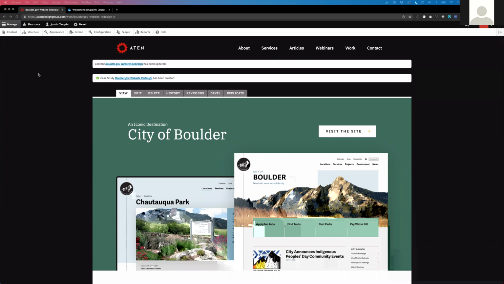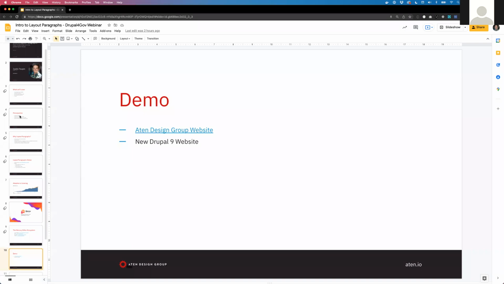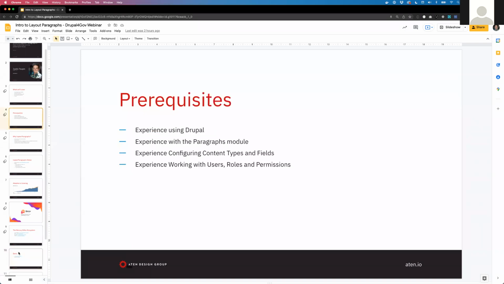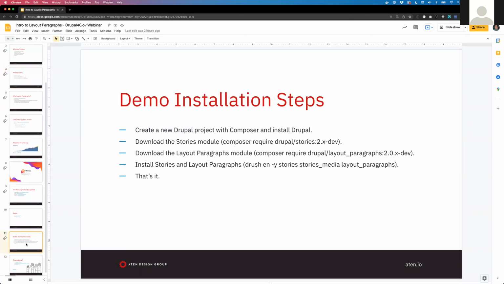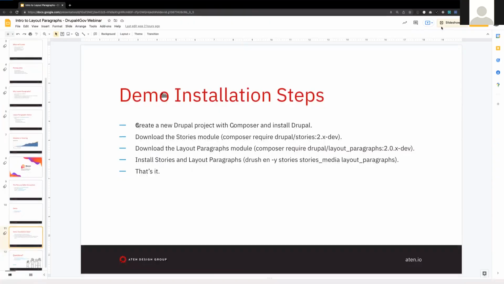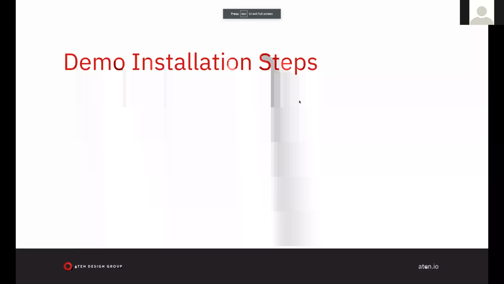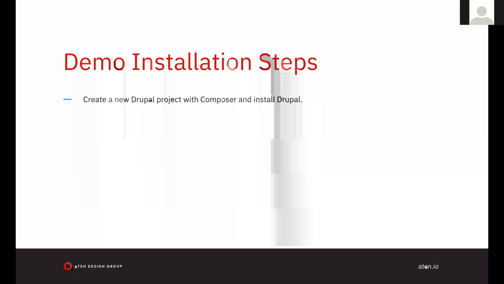So just to bounce back really quick to these slides, if I go to the next piece here, let's see. So the demo, that was everything I have to show for the Aten website. I want to show what this looks like also in a brand new, very simple Drupal 9 website. And the demo you just saw has some complexity to it. There's a number of modules. There's obviously a lot of custom theming that happened there.